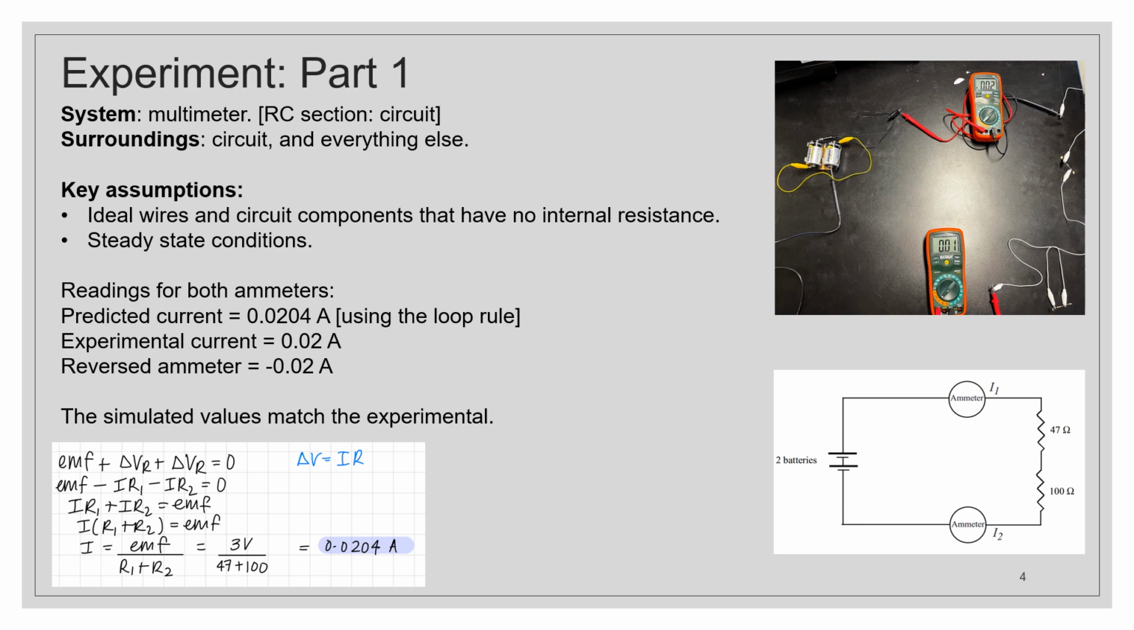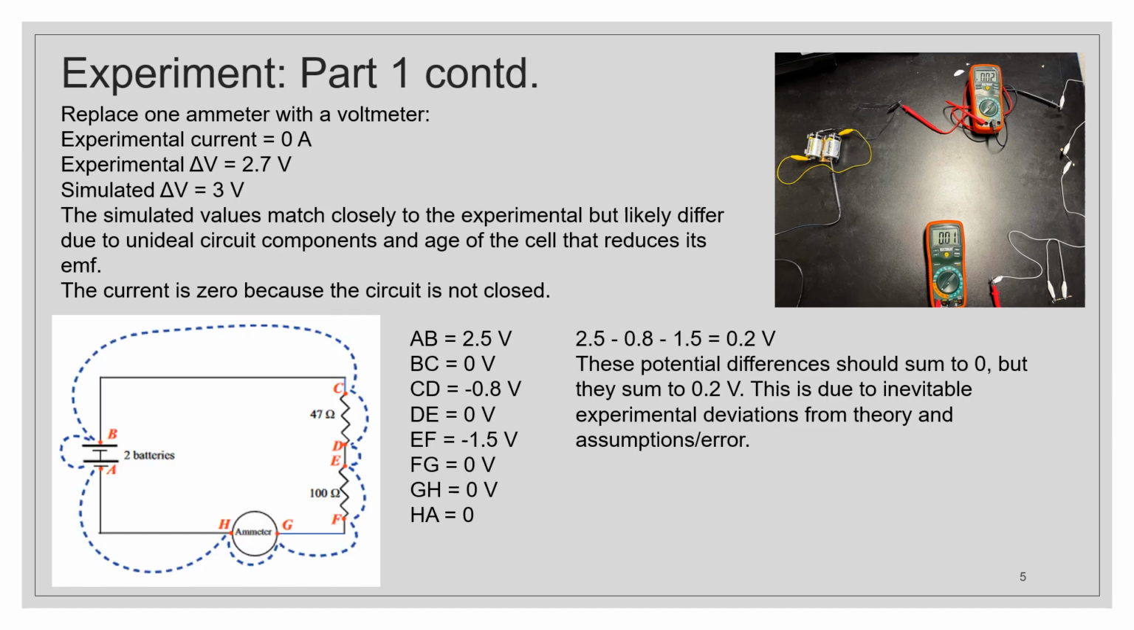The predicted current of the circuit was 0.0204 amps using the loop rule. The experimental current found was 0.02 amps for both ammeters in the circuit, and if the ammeter is set up backwards, the magnitude is the same but the sign is changed.